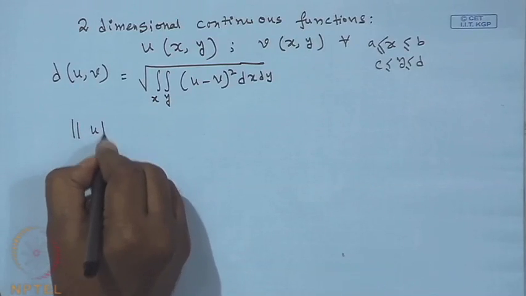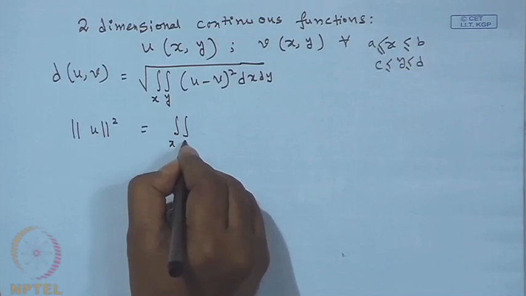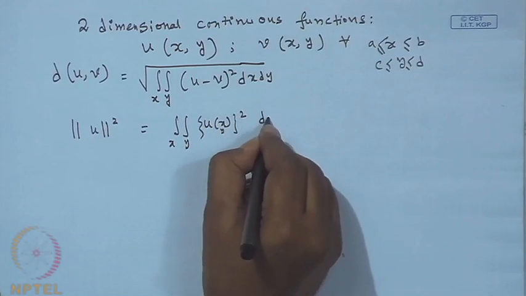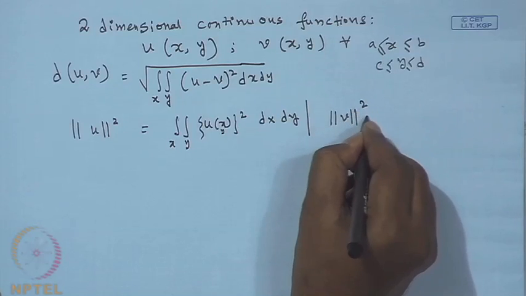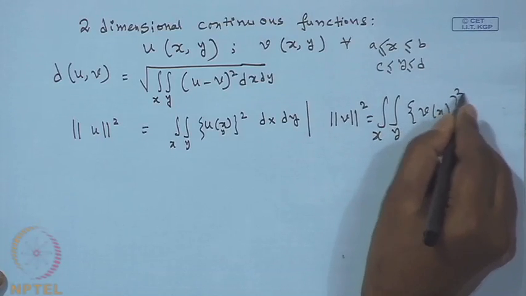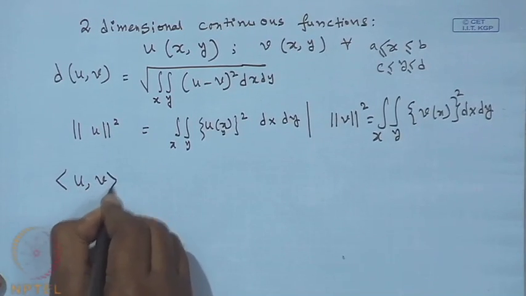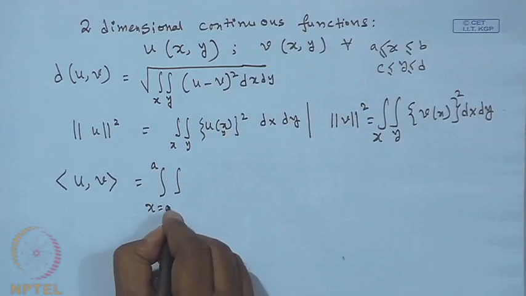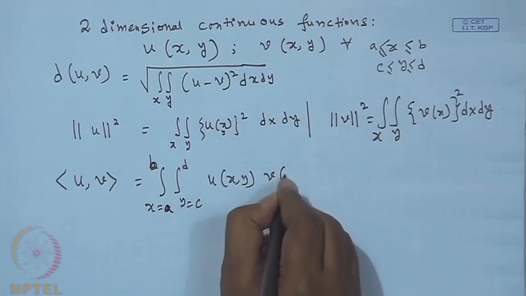The norm of u will be nothing but the integral over x, integral over y, of u of x y squared dx dy. Similarly, one can define the norm of v as the integral over x, integral over y, of v of x y squared dx dy. And the inner product between u and v will be nothing but the double integral, x from a to b, y from c to d, of u of x y multiplied by v of x y dx dy.